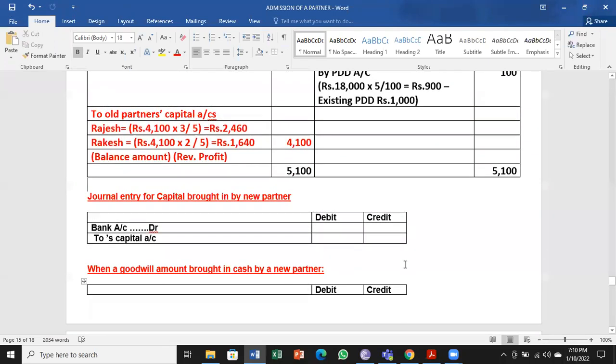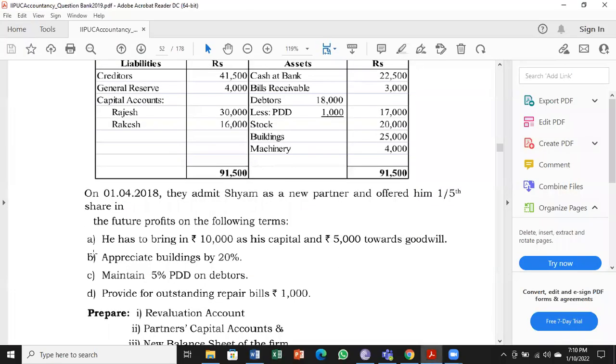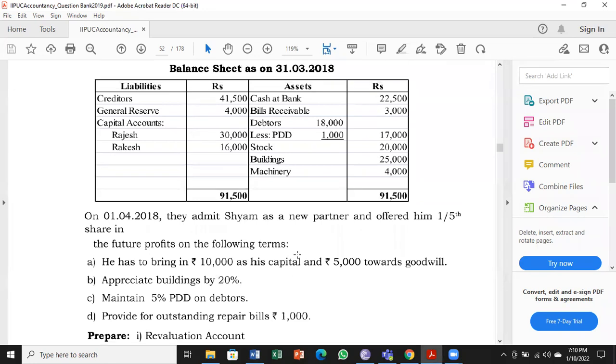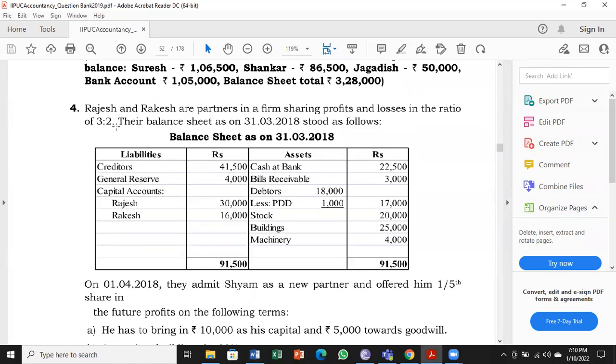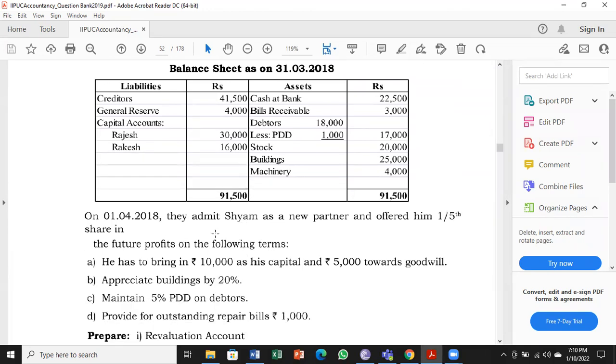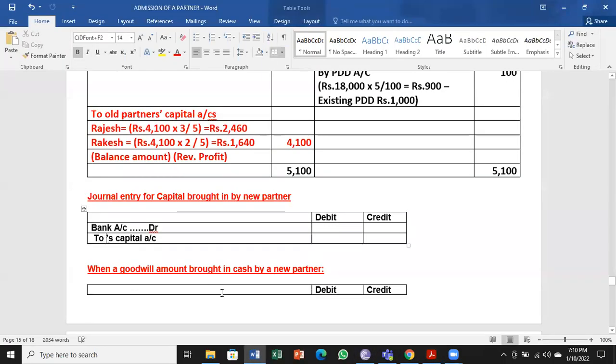Next, we'll move on to the first adjustment, that is Shyam has to bring in 10,000 as capital. Remember, 3:2 is the ratio. It is given here. Hope you've not forgotten. Next, admit Shyam. So Shyam has to bring in 10,000 as capital. The first entry: journal entry for capital brought in by new partner. Bank account debit to Shyam's capital account.